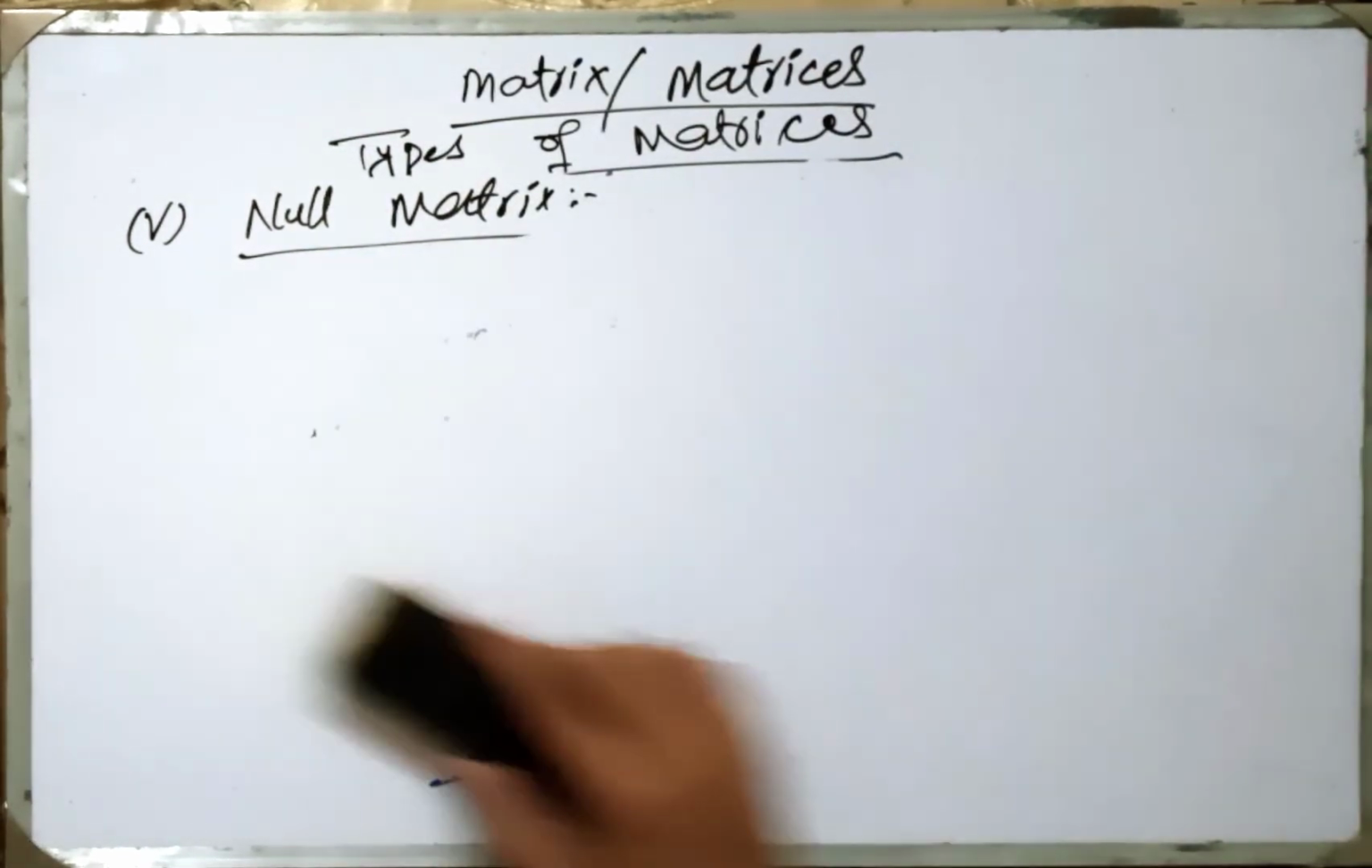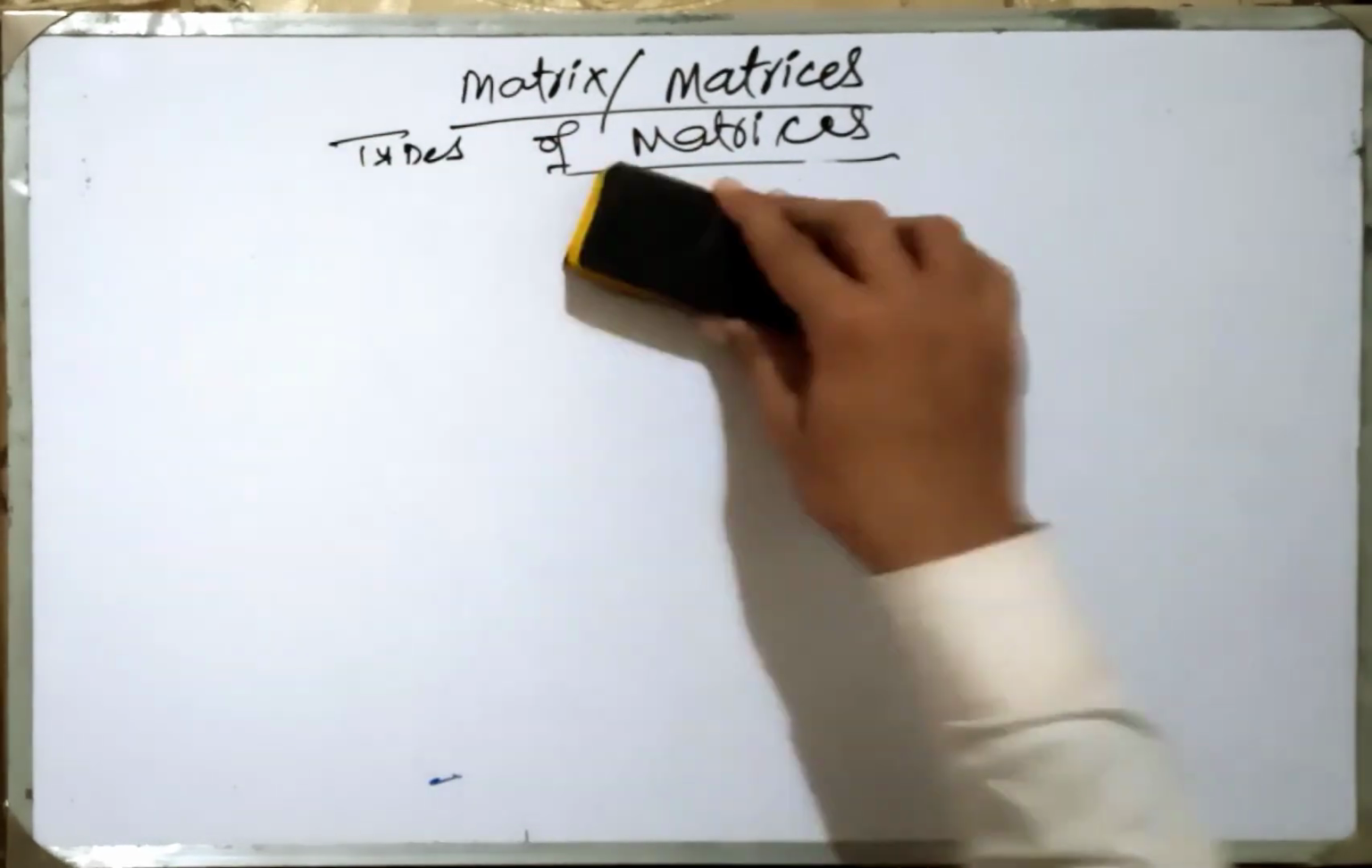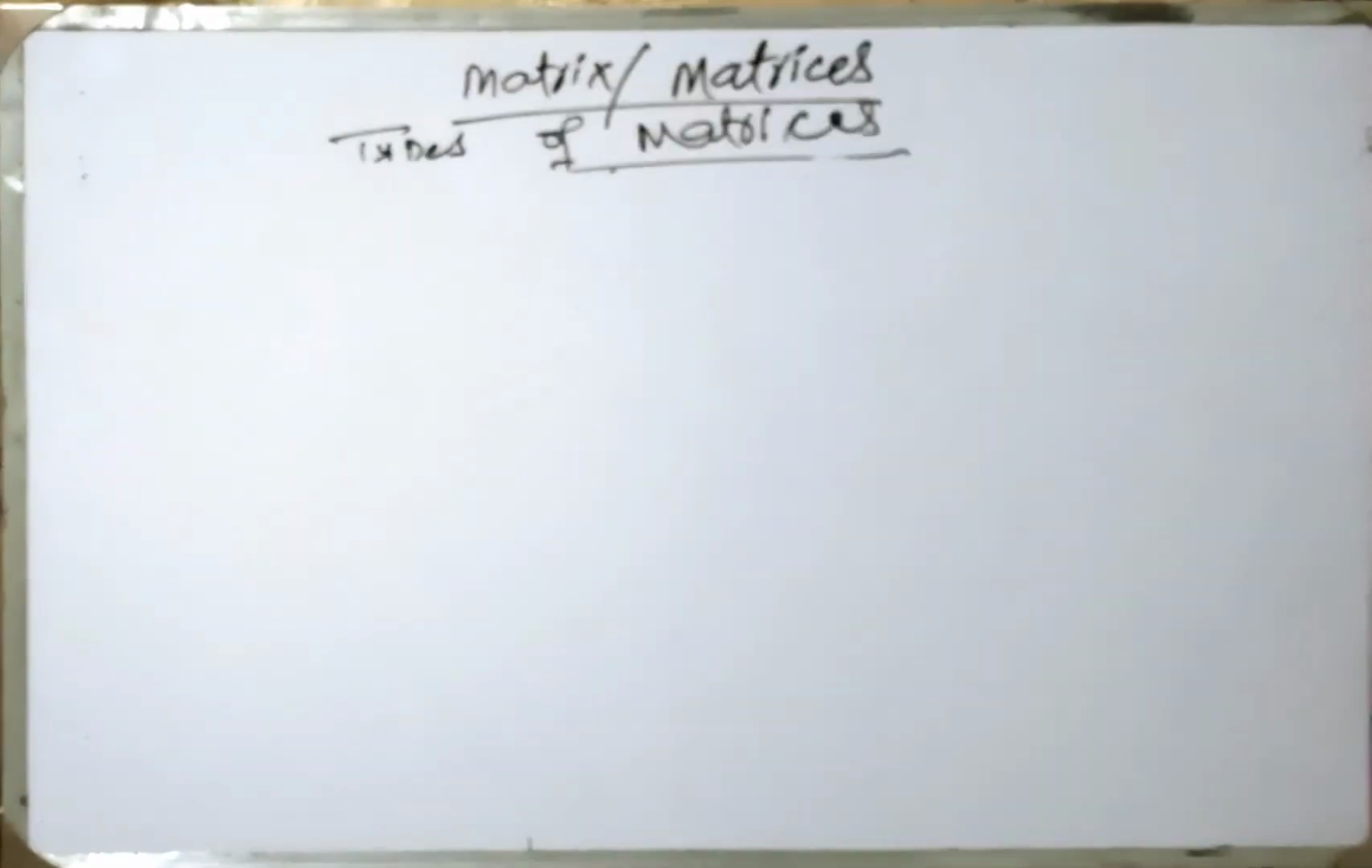The sixth type of matrix is transpose of a matrix.